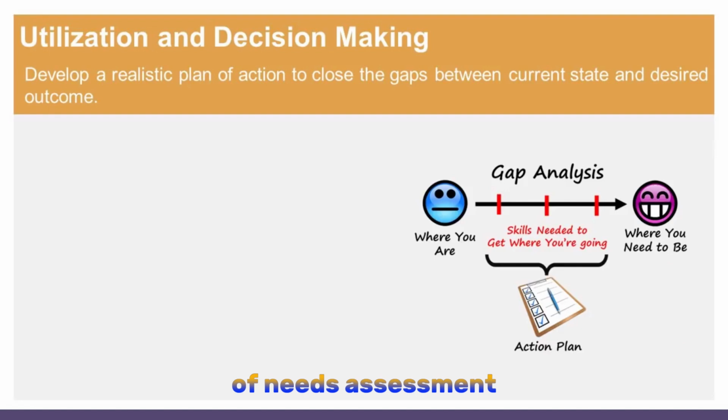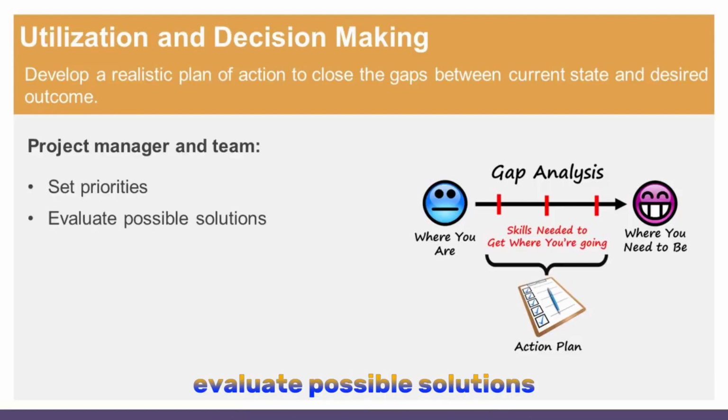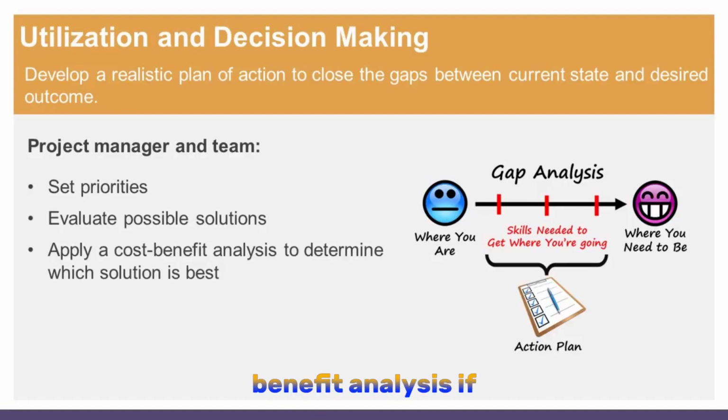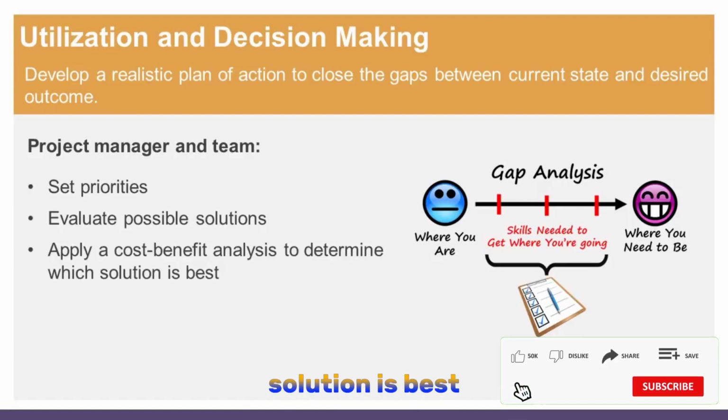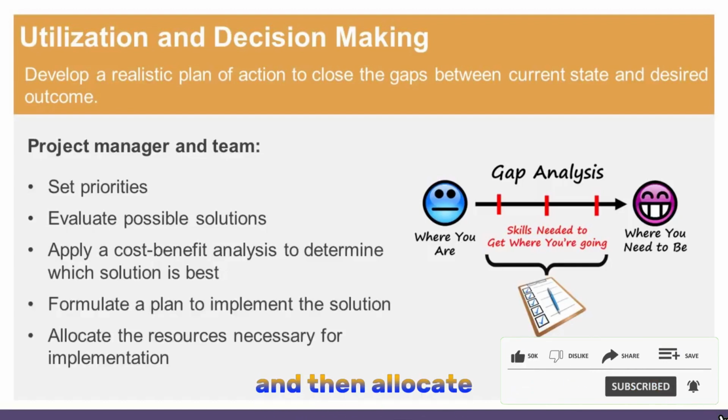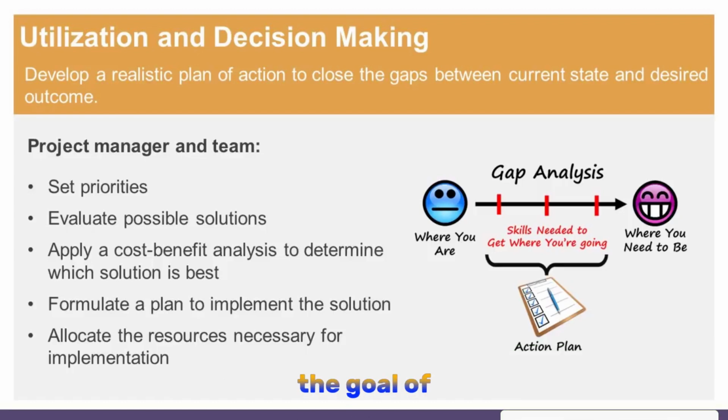Finally, the third phase of needs assessment is utilization and making decisions. This phase is where the data you analyze are used to create a plan of action, which is then implemented. In this phase, the project manager and team set priorities, evaluate possible solutions, and apply a cost-benefit analysis if needed to determine which solution is best in light of the relative costs and benefits of each. They formulate a plan to implement the solution, and then allocate resources necessary for implementation. The goal of this phase is to develop a realistic plan of action to close the gaps between current state and desired outcome. I will discuss this phase more in a future lecture this week. Using data to make decisions in projects is covered more in the module on gathering and using data.